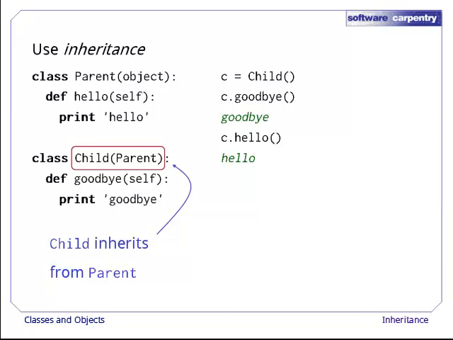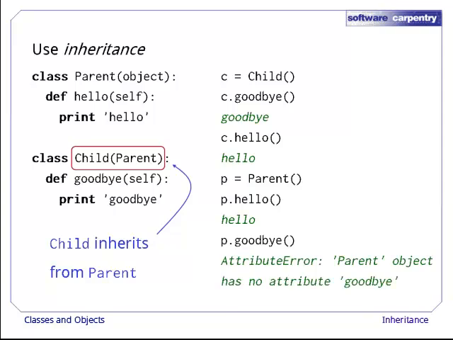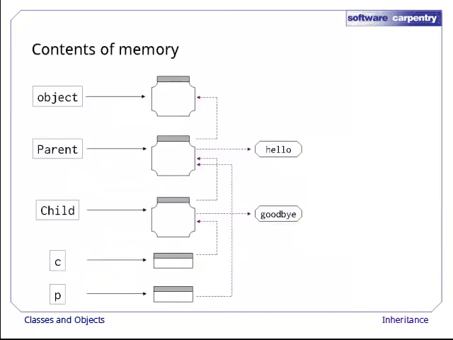Inheritance only works in one direction though. If we create an object of class parent, we can call its hello method as shown here, but if we try to call its goodbye method, the call fails because we didn't define goodbye for parent, and parent didn't inherit it from anywhere. This picture shows you what's going on inside Python in this example.